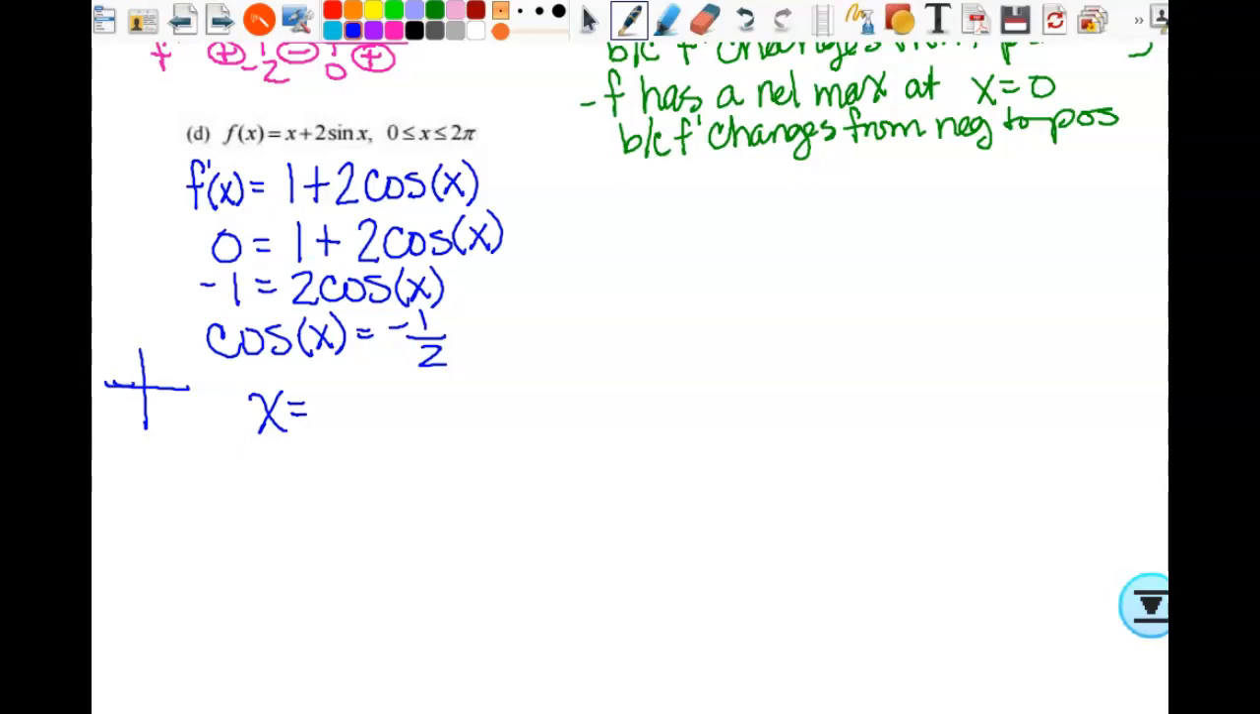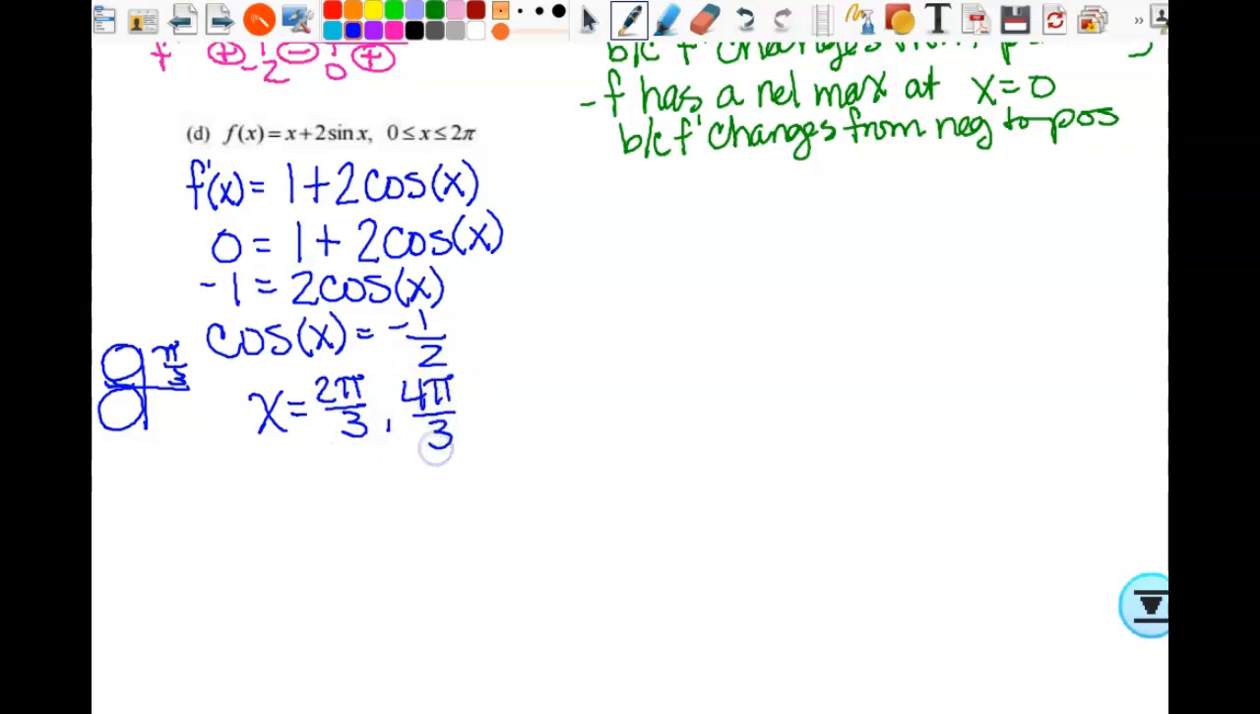But which quadrants is cosine negative in? Second and third, right? So here and here. And so then when we use our hand trick, what is our first quadrant angle? When is cosine 1/2? Pi thirds, right? So I know that it's pi thirds, which is not one of my answers, but then I have to know my second quadrant pi thirds angle, which is what? 2 pi thirds and 4 pi thirds.